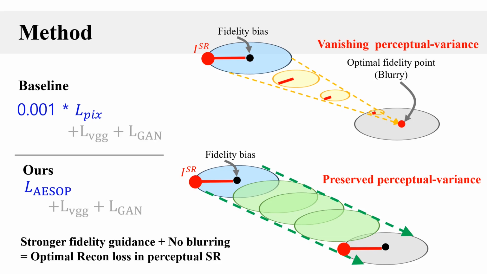In the baseline method, both fidelity bias-induced error and perceptual variances are reduced. Thus, the prediction spaces are aligned, but are also degenerated, leading to blurry results. Meanwhile, in the proposed method, the fidelity bias is aligned with the one from the ground truth space, while perceptual variance is preserved.